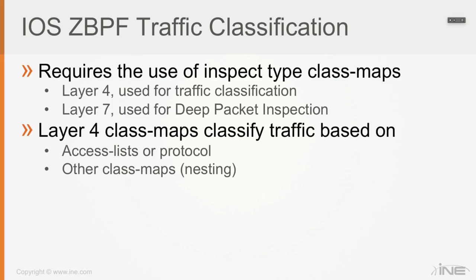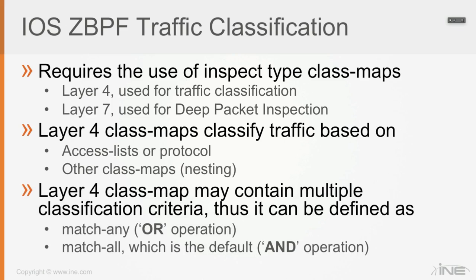So when you build that class map, how do you match on traffic? You're going to match on traffic, or classify based on an access list or based on a protocol. Or, as you're going to see also, you can call in a layer 4 class map another class map, which means class map nesting. And there we go, one example of hierarchy.